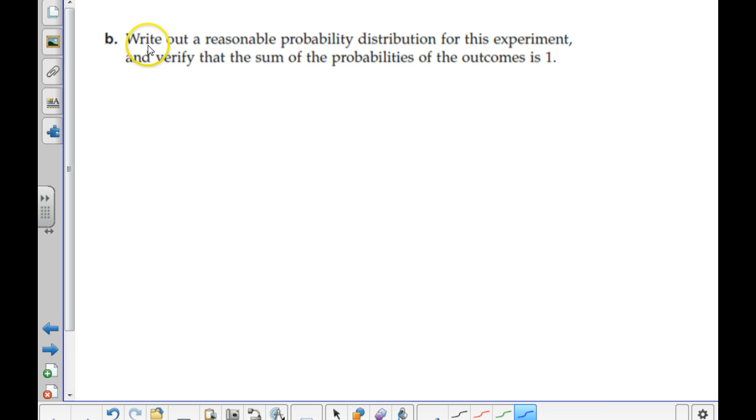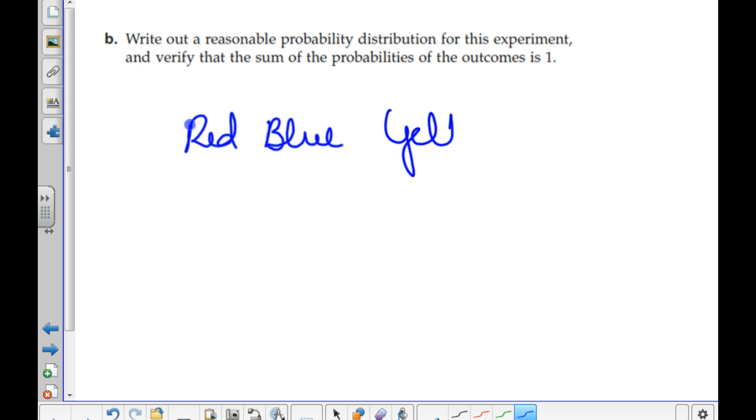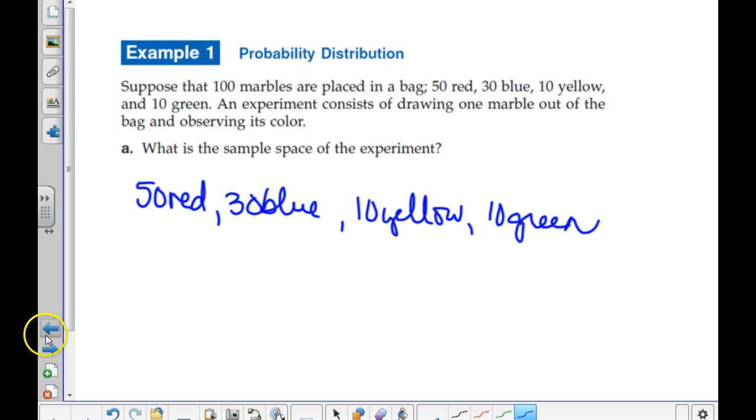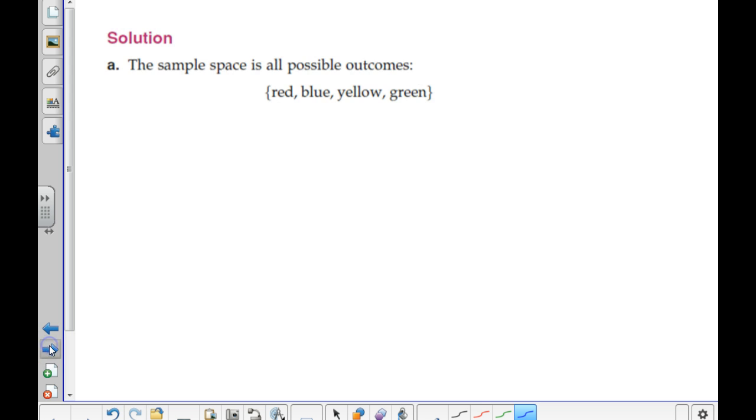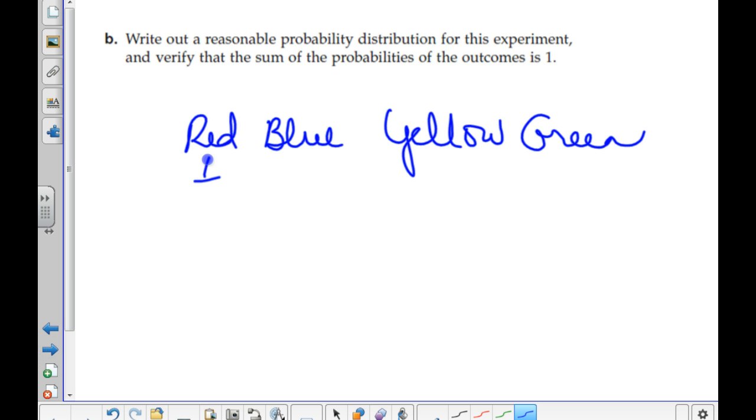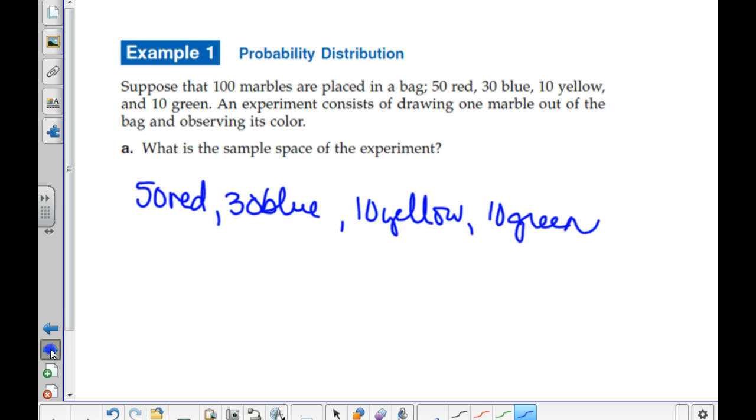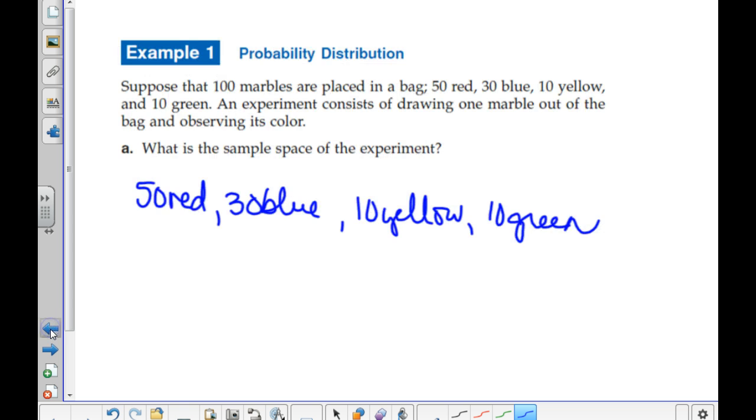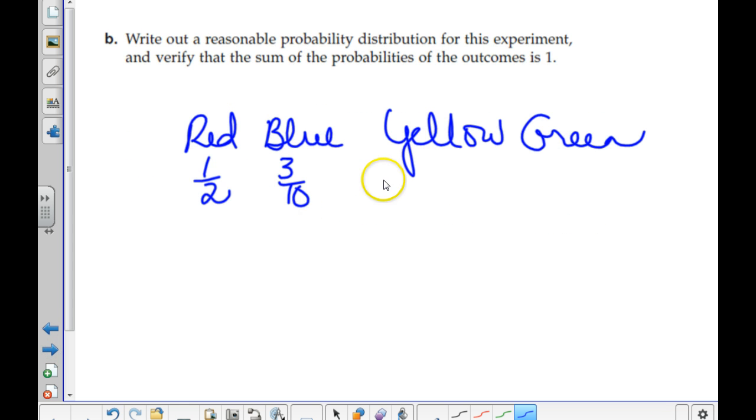Okay? Write out a reasonable probability distribution. There were red, blue, yellow, and green. There were 50 red, 50 red out of 100. So what's the probability of getting red? So you would say 1/2, or 50 out of 100. Blue was 30 out of 100, or 3/10, and the other two were both 10 out of 100, or 1/10.